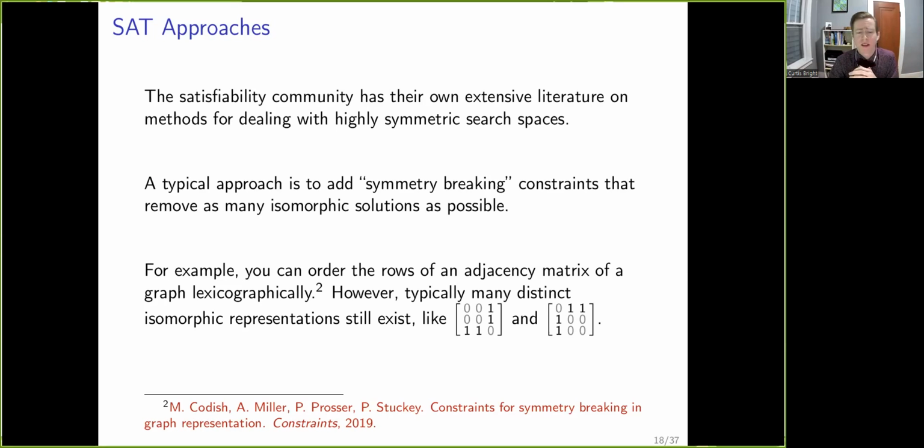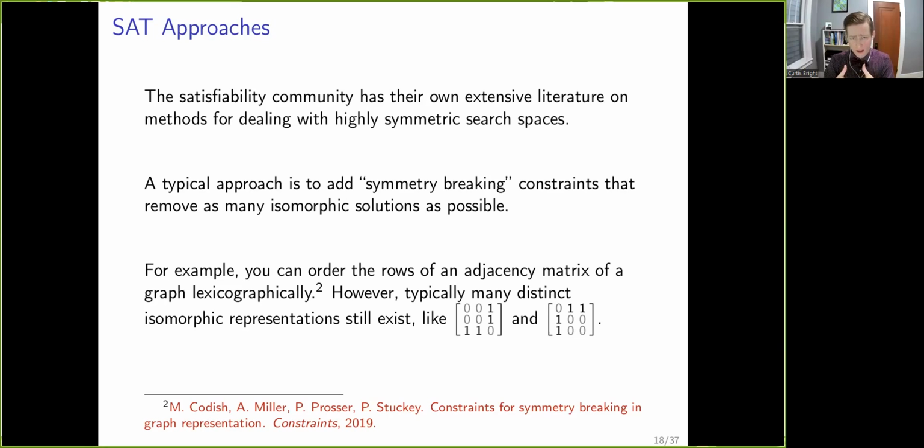The big issue is that it's often difficult to break some symmetries, right? It's often the case there's a lot of symmetries that can be broken easily by just some simple constraints, and then there's a lot of symmetries which still exist in the search, and they're not so easy to add a constraint blocking them. As an example of this, again, going back to graphs, one thing that you can do is just assume that the rows of the adjacency matrix of your graph are sorted lexicographically. You can encode this into SAT easily.